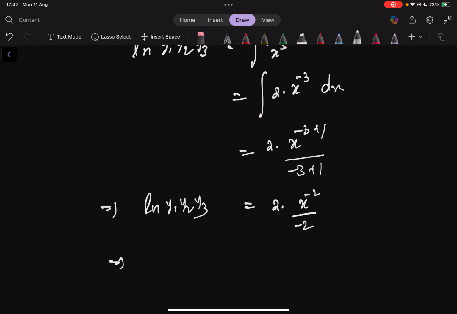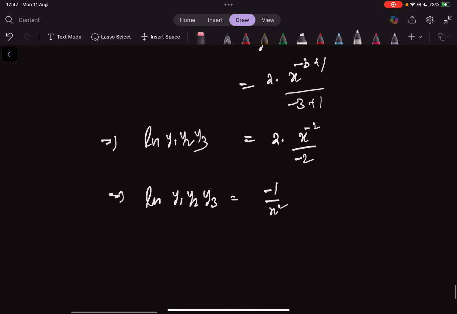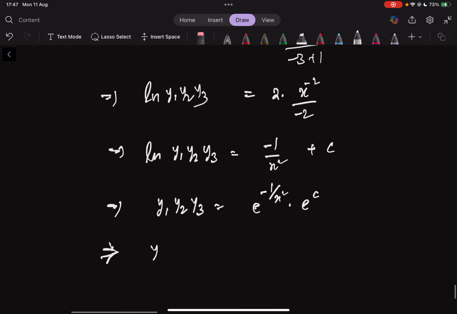So that means ln of y1 y2 y3 is minus 1 by x square plus some constant. So y1 y2 y3 will be e to the power minus 1 by x square into e to the power constant. So y1 of x into y2 of x into y3 of x is just k times e to the power minus 1 by x square.